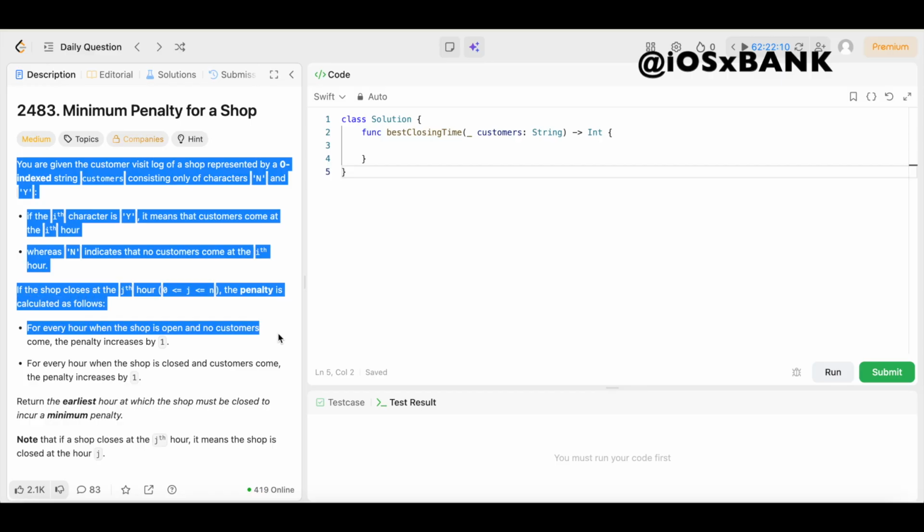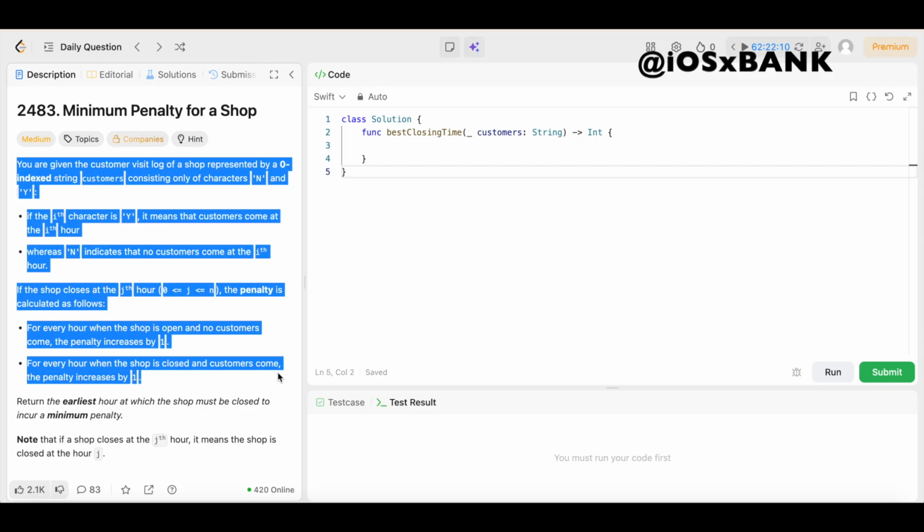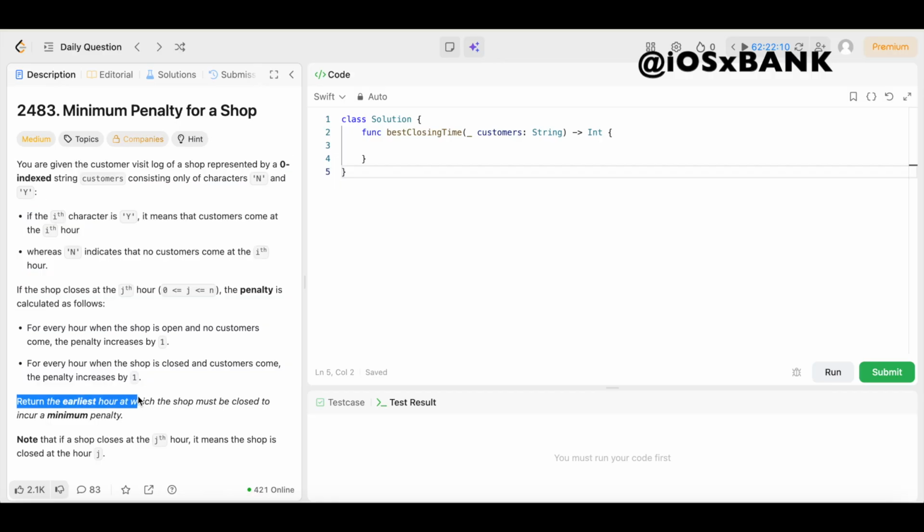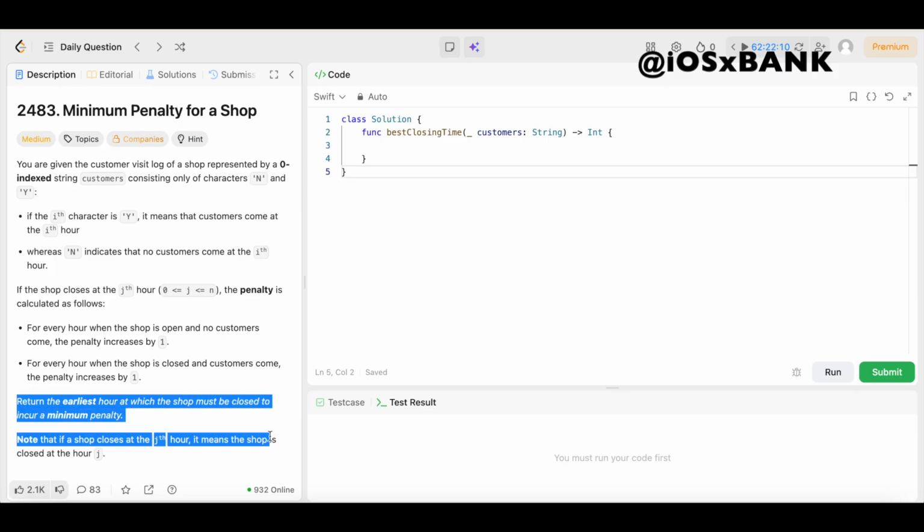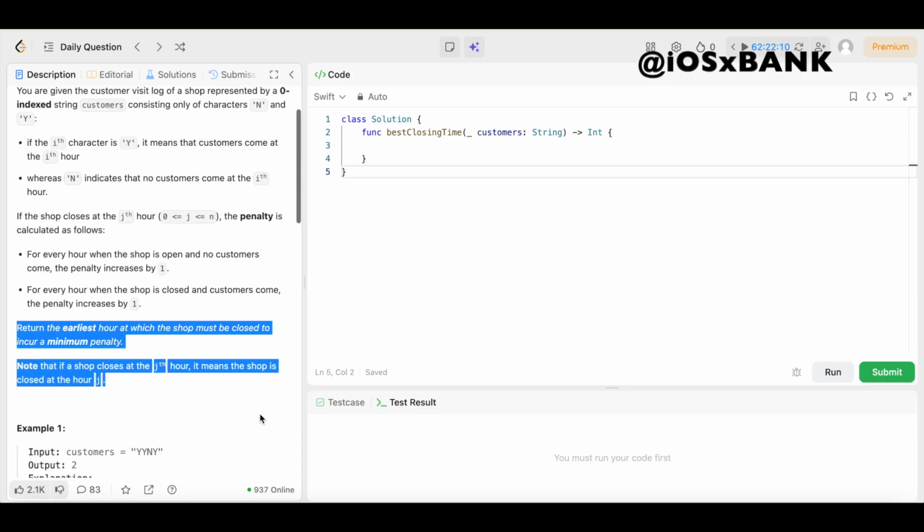For every hour when the shop is open and no customers come, the penalty increases by 1. For every hour when the shop is closed and customers do come, the penalty increases by 1 as well. Return the earliest hour at which the shop must be closed to incur a minimum penalty. Note that if a shop closes at the jth hour, it means the shop is closed at the hour j.